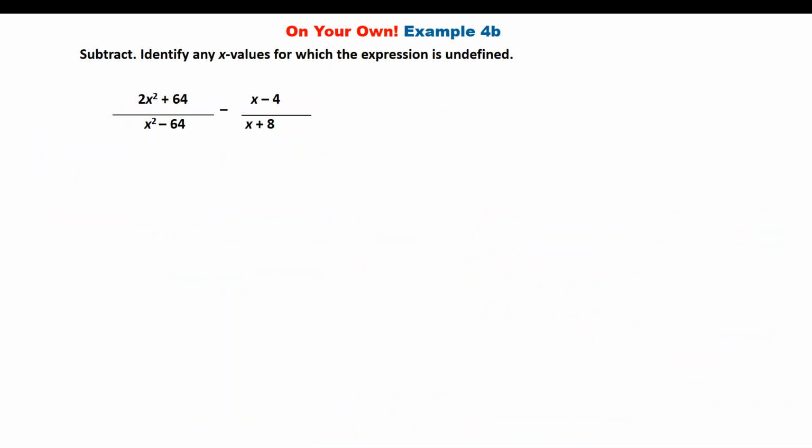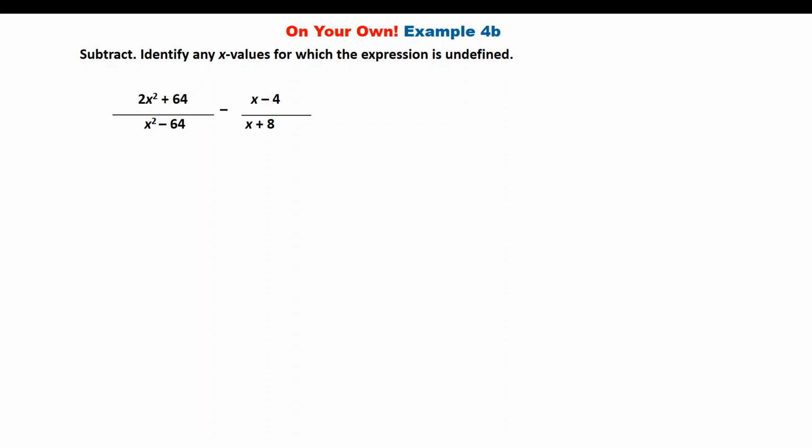All right, here's one for you to try on your own. I will say that at the end, after you add all your like terms together, you will be able to factor that. And so go ahead and factor it out so you can get to the final answer. Turn your video off and give it a try.